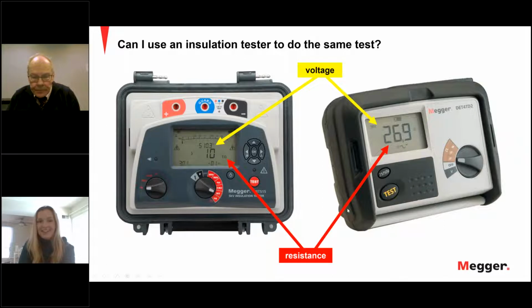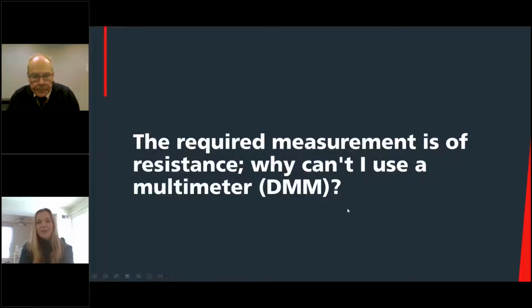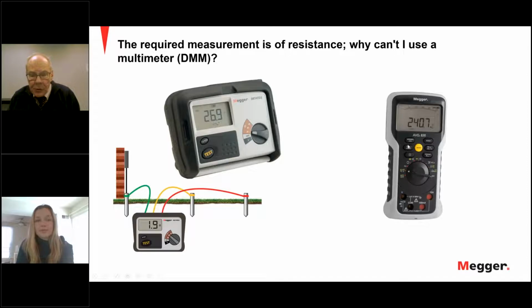All right. The required measurement is of resistance. Why can't I just use a digital multimeter? Again, a fairly common question. It seems to make sense. You're measuring resistance. Your multimeter, your DMM, has a resistance function on it. And so you'll just hook it up and take a measurement.